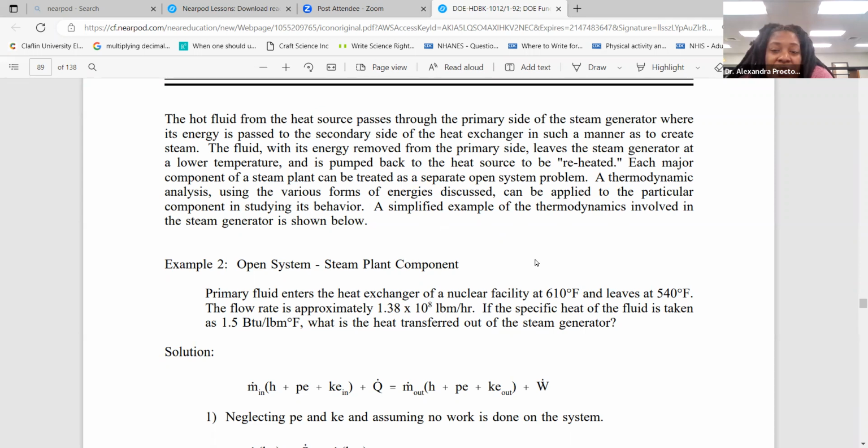So a simplified example of the thermodynamics involved in a steam generator is shown in this example below. In an open system, you have a primary fluid that enters a heat exchanger of a nuclear facility at 610 degrees Fahrenheit, and it leaves at 540 degrees Fahrenheit. The flow rate is 1.38 times 10 to the 8th. If the specific heat of the fluid is taken as 1.5 BTU per pound per degree Fahrenheit, what is the heat transferred out of the system by the steam generator?